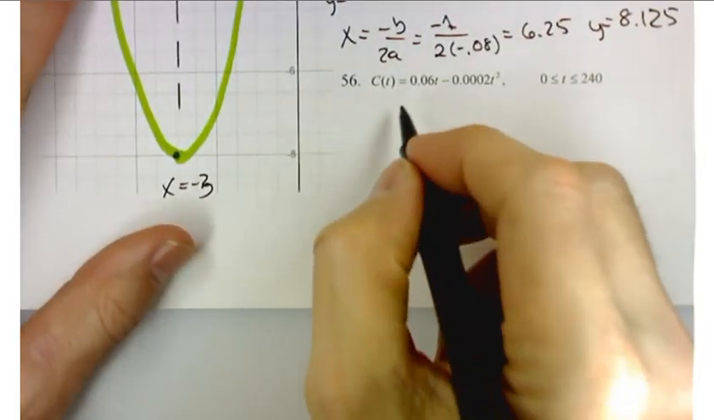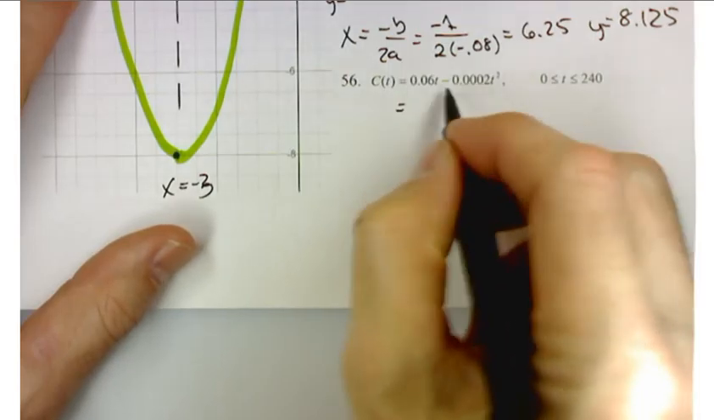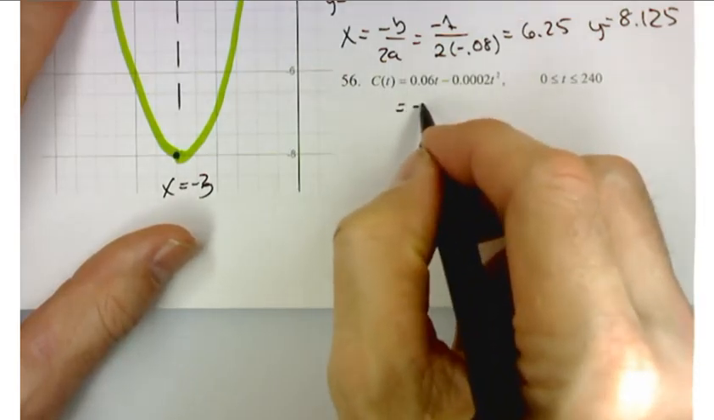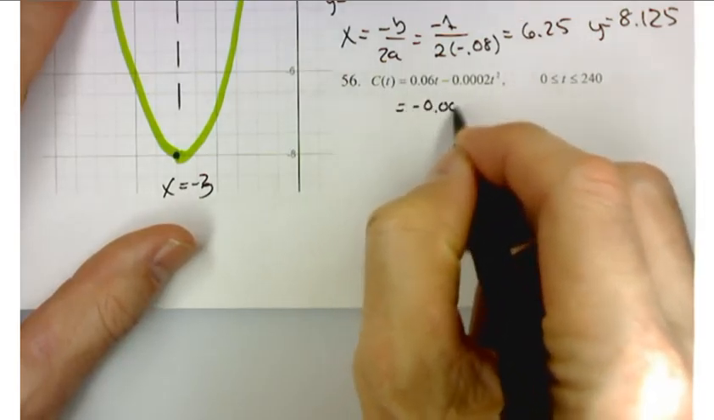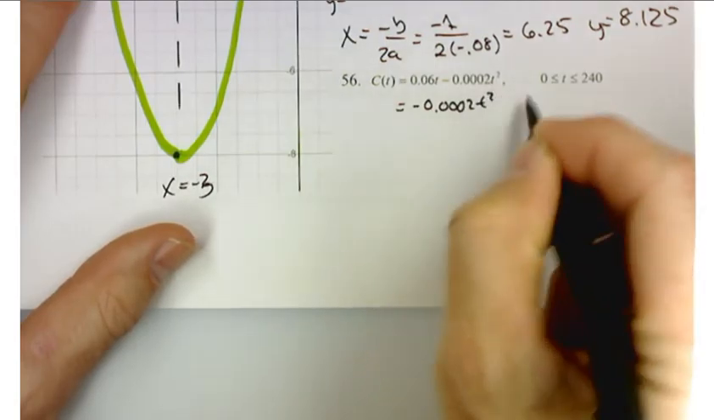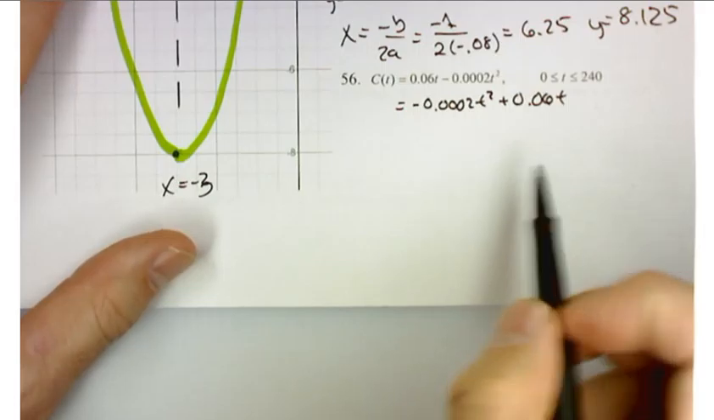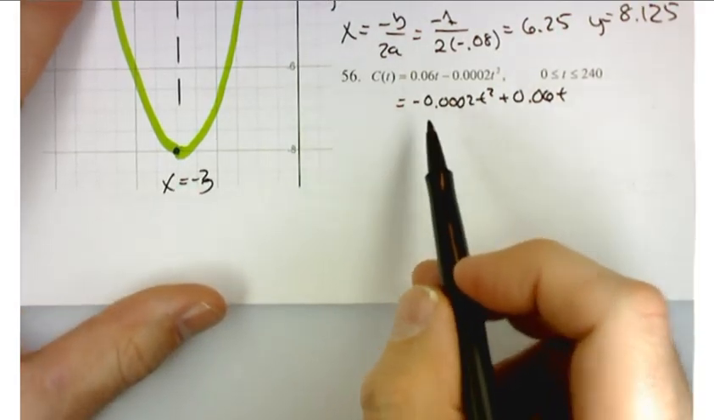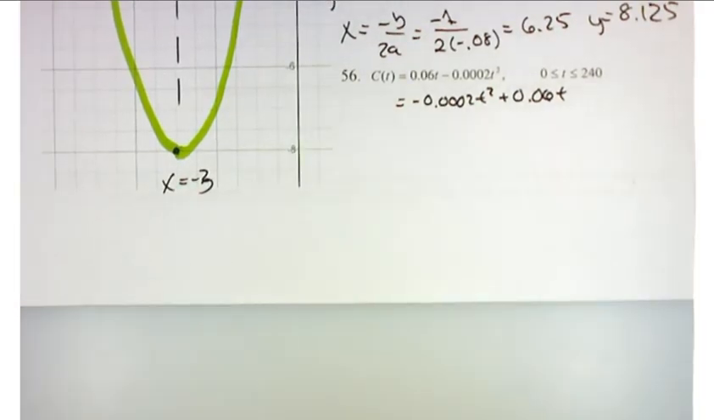Well, let's think about this graph here. And let me turn this around. Let's put this as negative 0.0002 t squared plus 0.06 t. What can you tell me about the shape of this graph? Which way is it going to face? Yeah, it's going to face upside down.